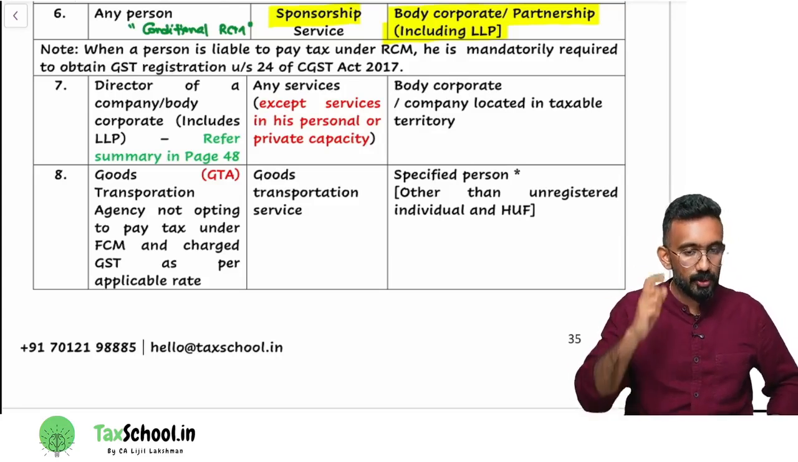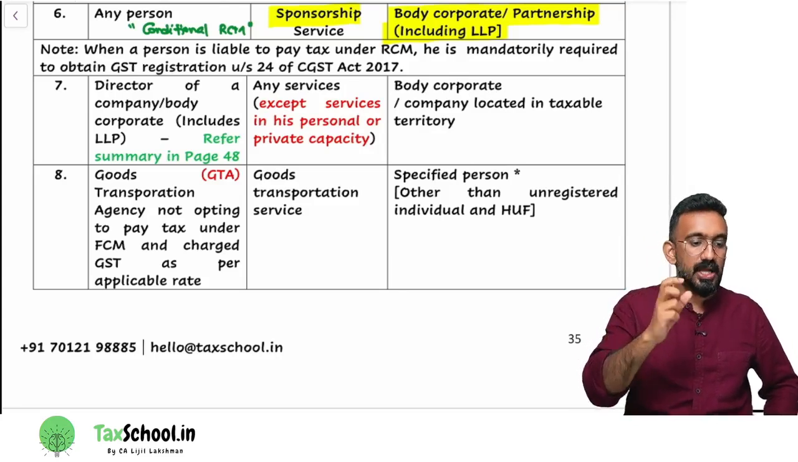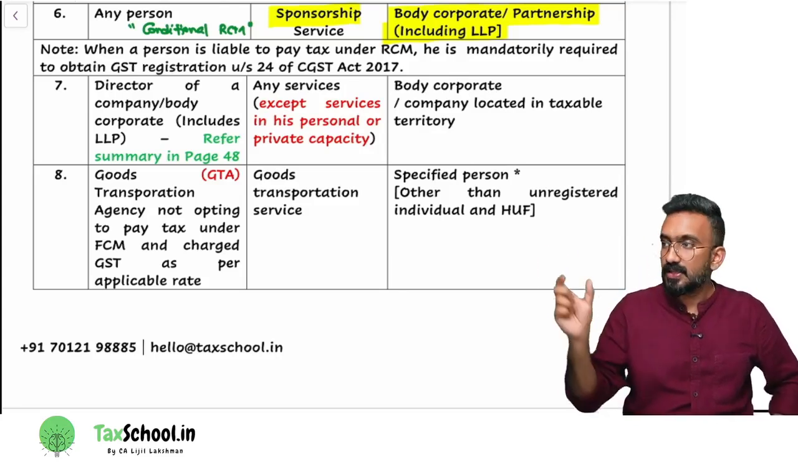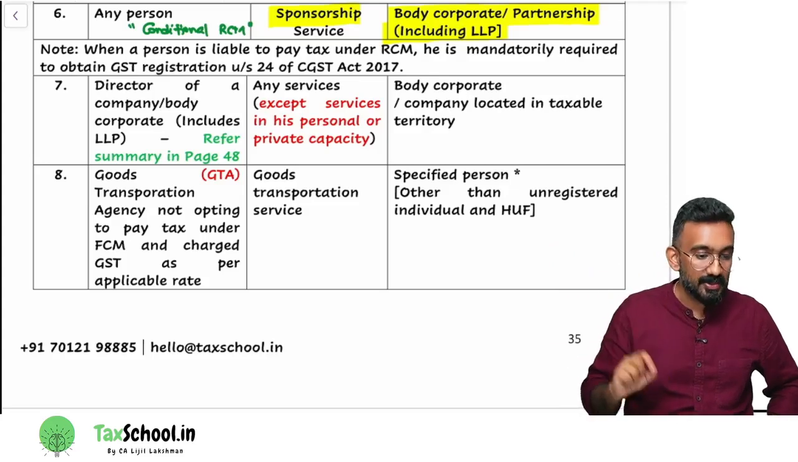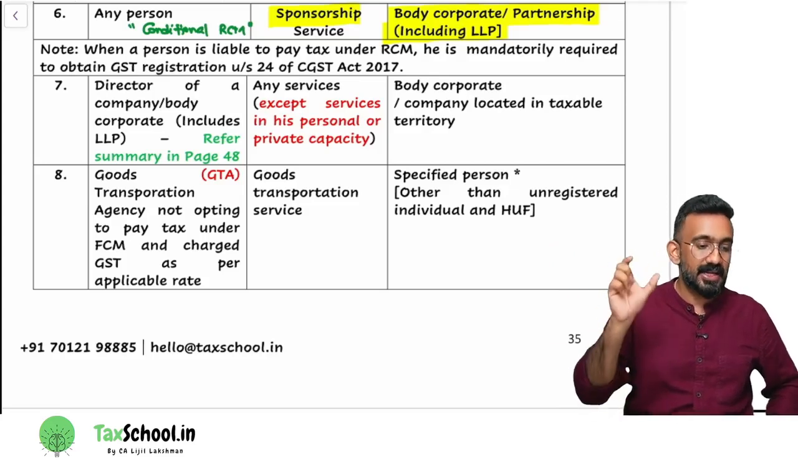Okay, so body corporate means, in GST, you have to remember two people. One is a company, another is an LLP. So that's why I've written body corporate including LLP or partnership firm. They will pay tax under RCM.